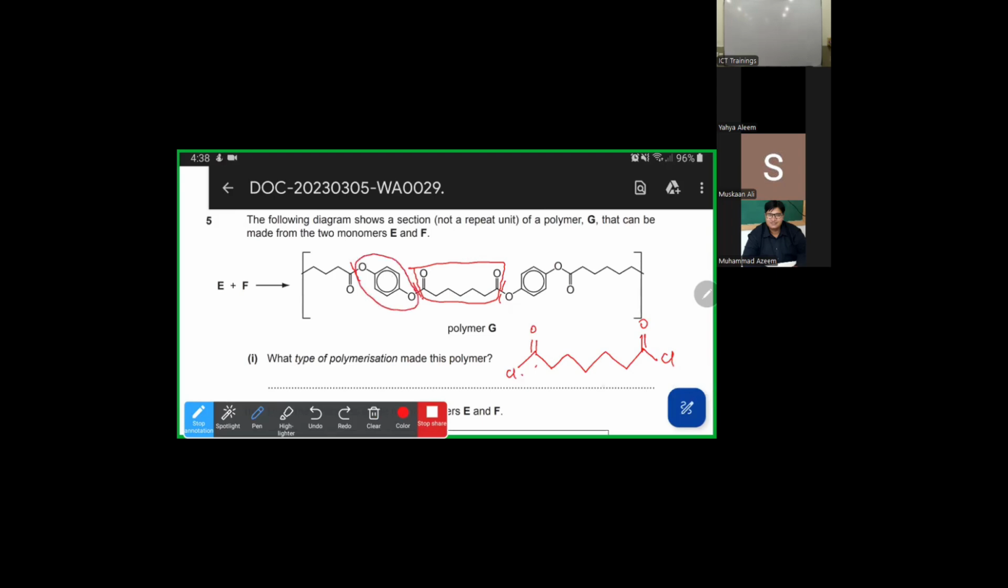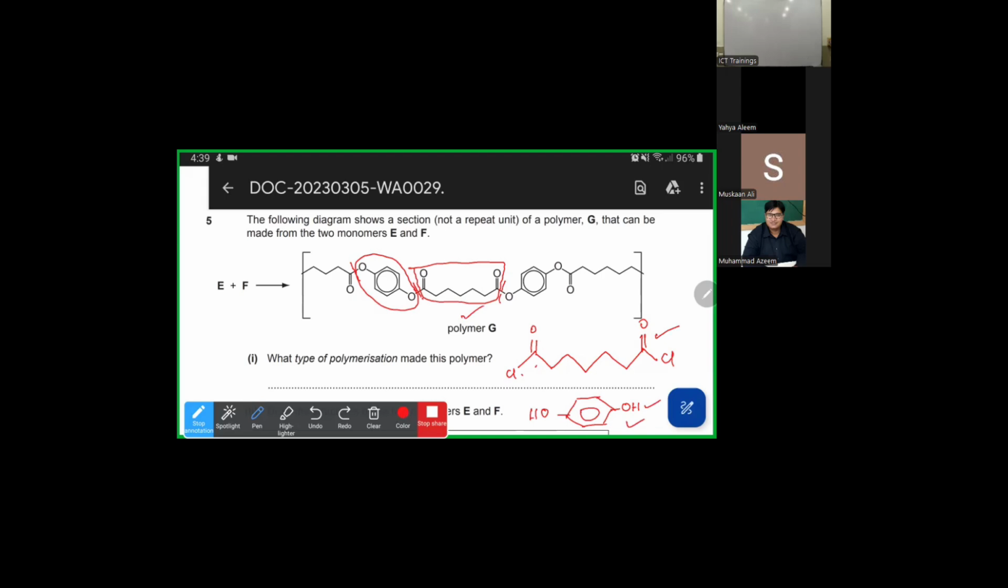So draw this monomer. This, my dear students, is benzene. With that, you get O and O. With each O, you should add H. So this is the phenol. So this is diacyl chloride and this is the phenol. These two things join together to form this polymer. Did you get it?